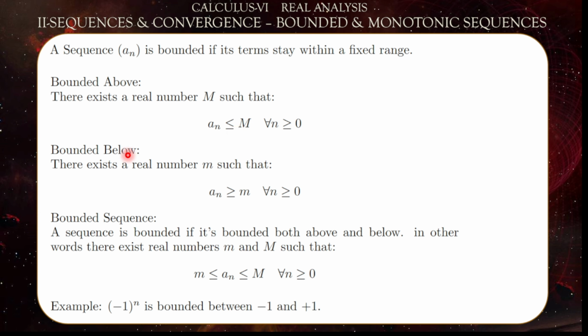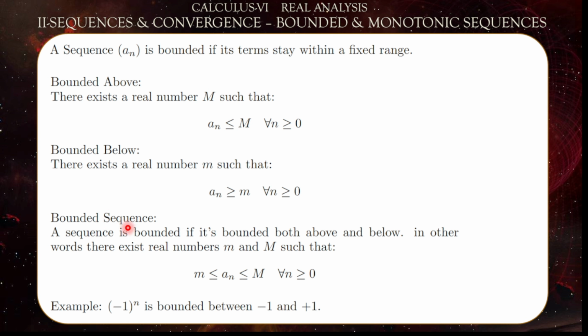Bounded below, there exists a real number lowercase m such that an is always greater than or equal to lowercase m for all values of n greater than or equal to 0. Usually the sequences start from n equal 1. So no matter what n would be, an is always greater than or equal to m. So this would be the lower bound.